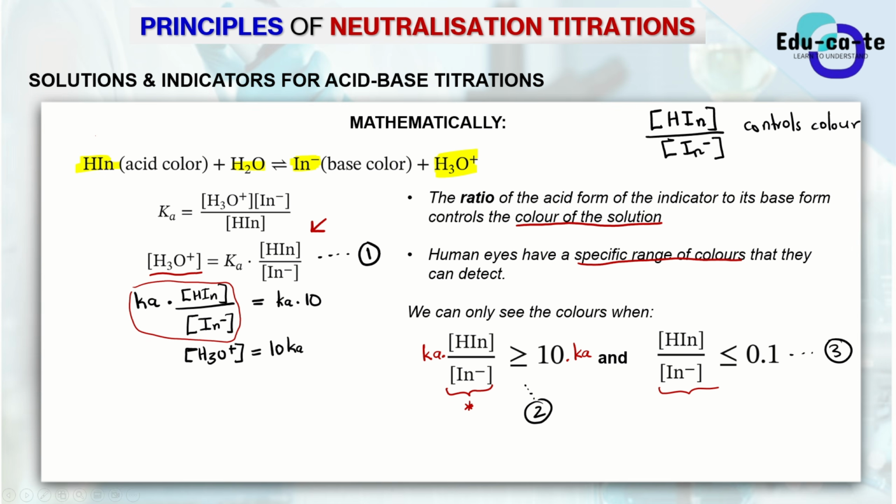And remember that whenever we know the equilibrium concentration of the hydronium ions, we can always use that to find the pH of the solution. In this case, we're trying to determine the pH of the solution due to the presence of this indicator. So if we apply a negative log on both sides of the equation, negative log of the concentration of the H3O plus ions is equal to negative log of 10 times the acid dissociation constant. The expression on the left hand side is actually equal to the pH of the solution.